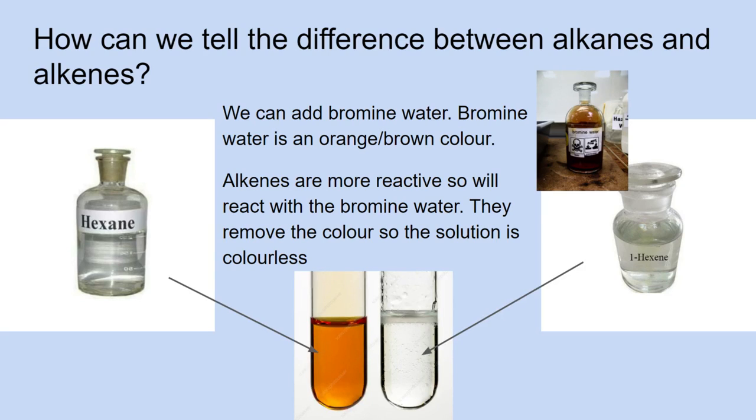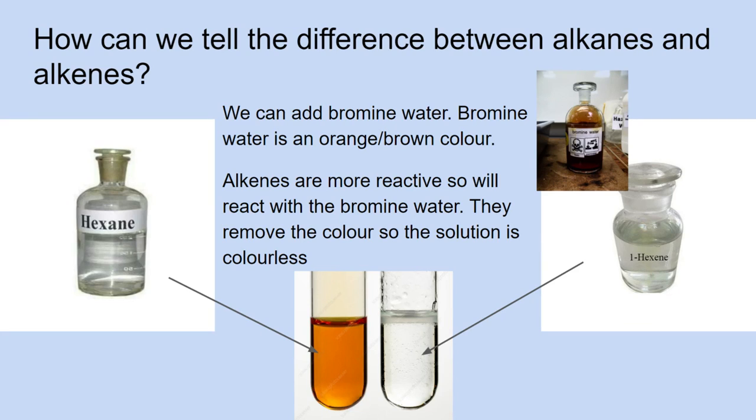Your alkane on the left-hand side will still have the bromine in there. It's just a mixture, it's not reacted. So you'd have bromine and then you'd have your hexane. You'd be able to separate them. You could use distillation to do that. They've both got different boiling points.